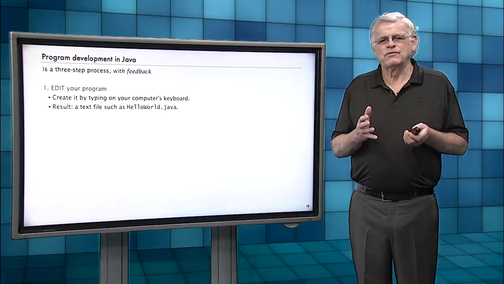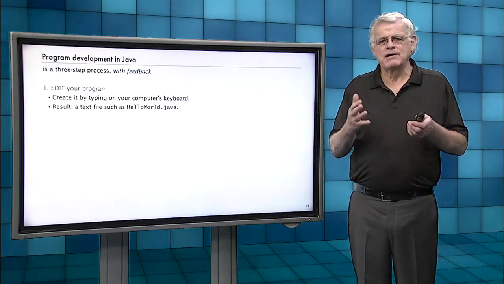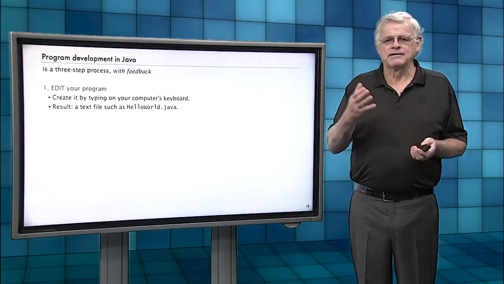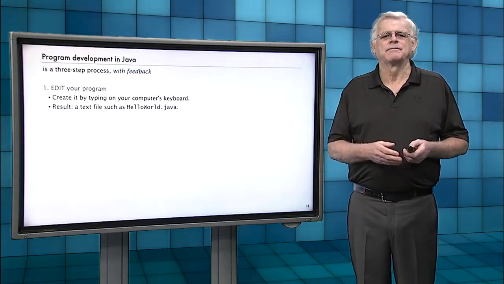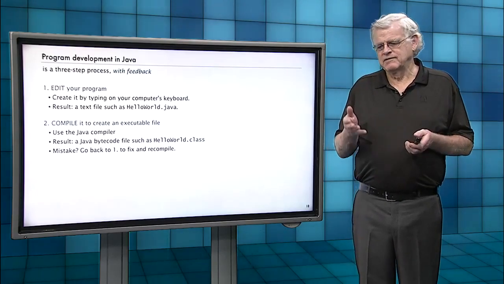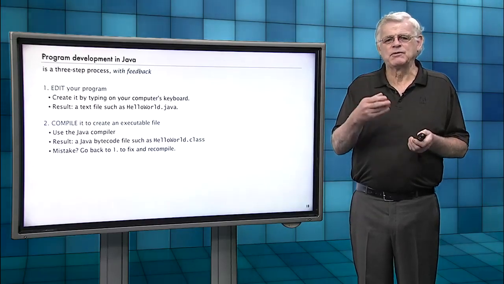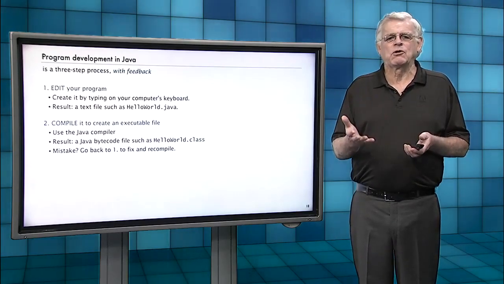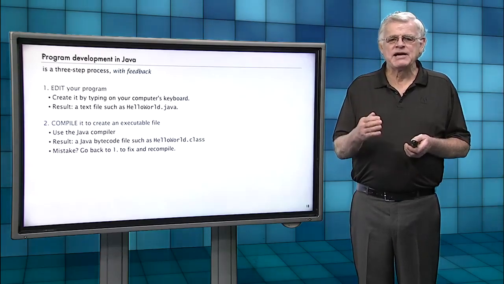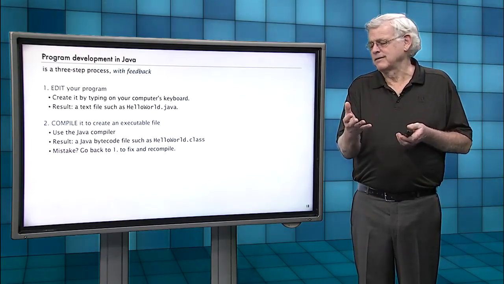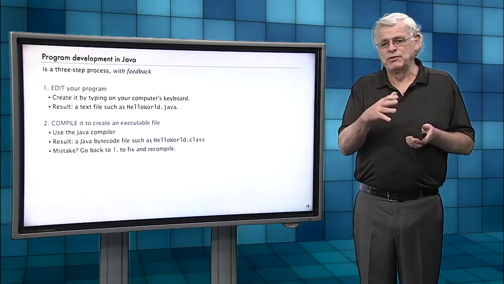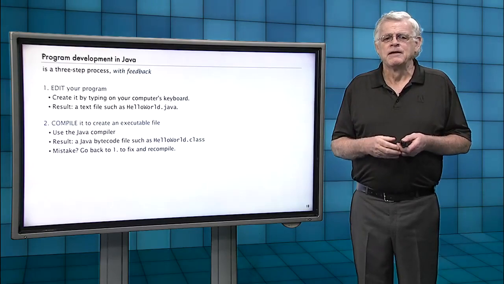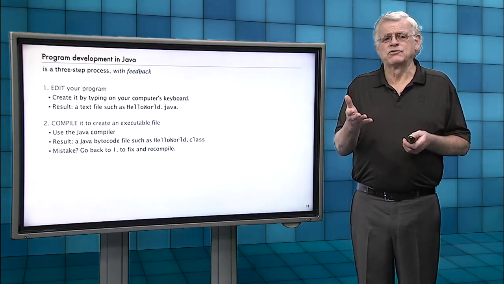So the first thing you do is edit your program. You create it by typing text on your computer's keyboard, and eventually you get a text file like helloworld.java. Then the second thing you do is compile the program. That's translating it from this text format to an executable file suitable for the computer. We use a program called the Java compiler, and that creates a Java bytecode file, which is called helloworld.class, and will be saved on your computer in the same folder as helloworld.java. And that's the one that the computer is going to run.